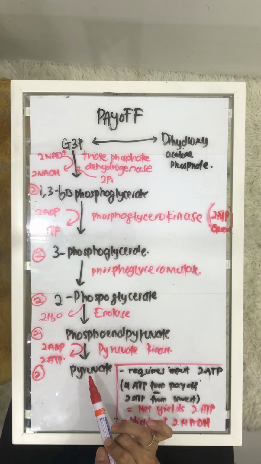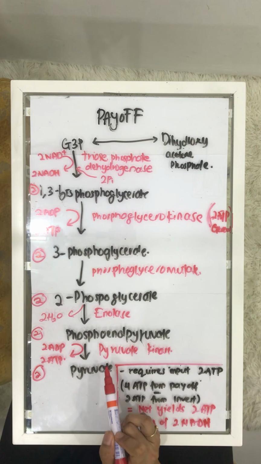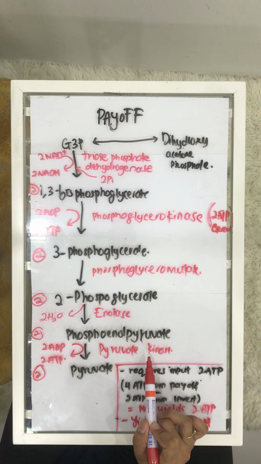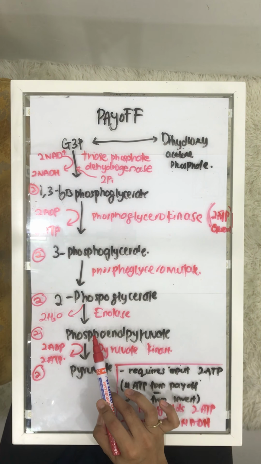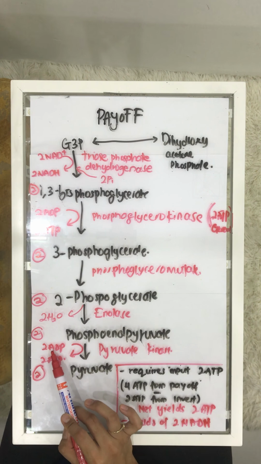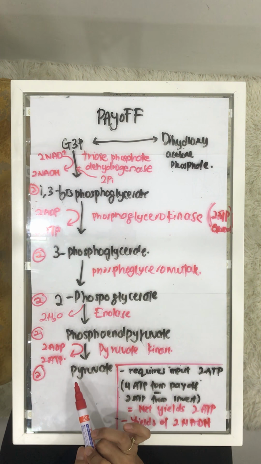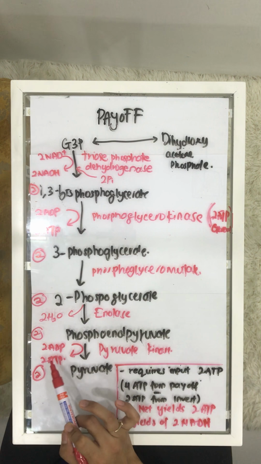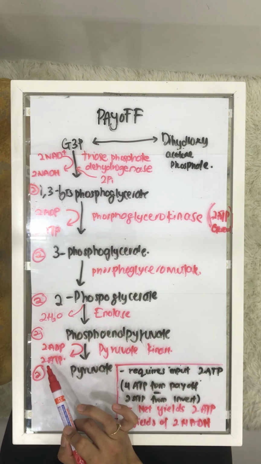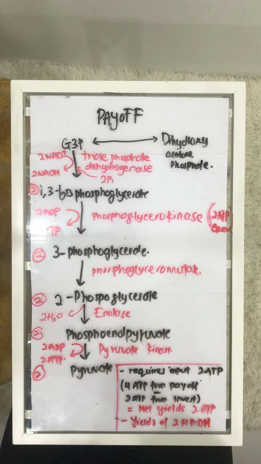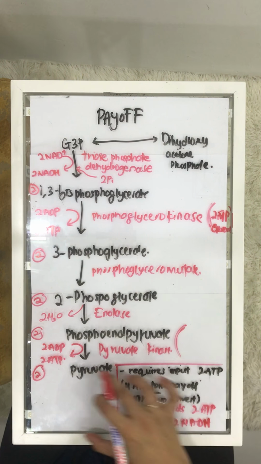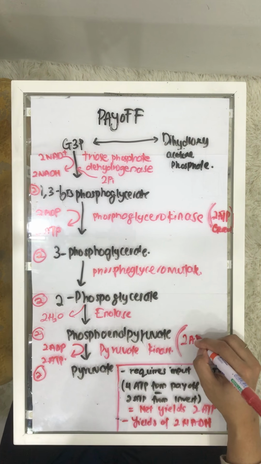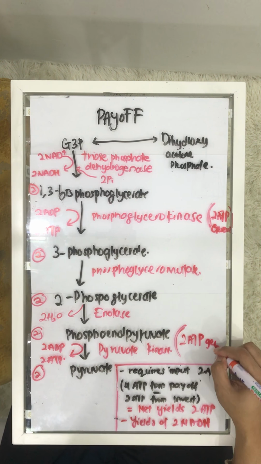Phosphoenolpyruvate to pyruvate. The enzyme that catalyzes this reaction is pyruvate kinase. So this pyruvate kinase will transfer the phosphate group from the phosphoenolpyruvate to ADP in order to become pyruvate. So what happened to the ADP now? ADP becomes ATP. So this is another process where ATP is being generated. So in this step, 2 ATP are being generated.